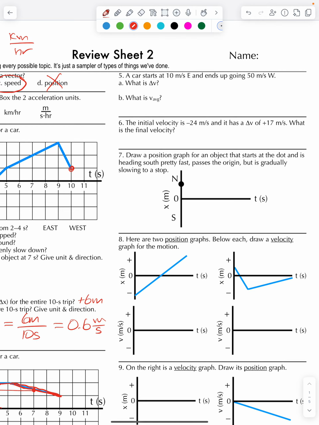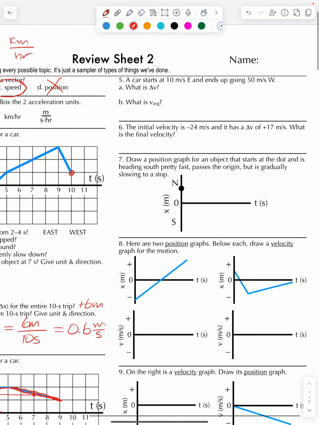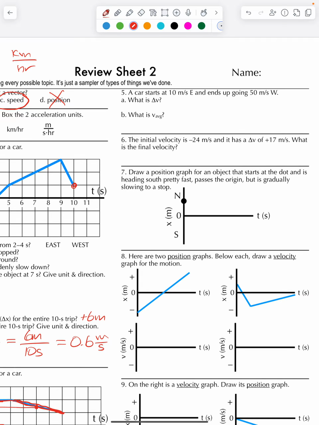Number 5, a car starts at 10 meters per second east and ends up going 50 meters per second west. What is the change in velocity? That's the delta, remember. Now let's do this logically, and then I'm going to use my little speedometer or velocimeter technique that I think worked for some people, but you eventually didn't need it anymore.